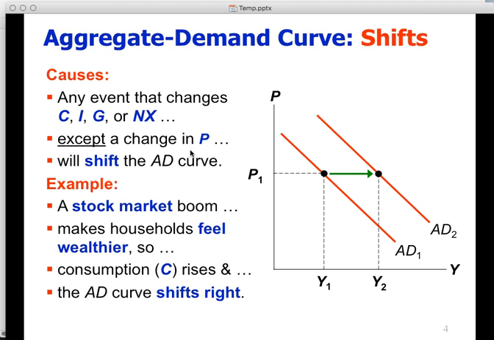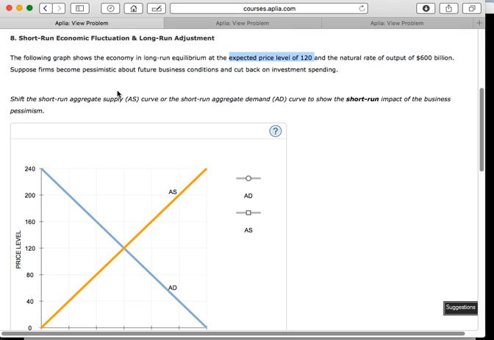And so that was the first part of our question. To summarize what this is saying, anything that changes any of these components, consumption, investment, government expenditures, or net exports, except the change in price, will shift the aggregate demand curve. And obviously something that increases one of those will shift the curve to the right, something that decreases one of those will shift the curve to the left. So let's go back to our question here.